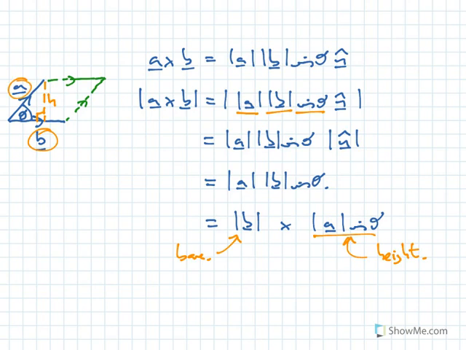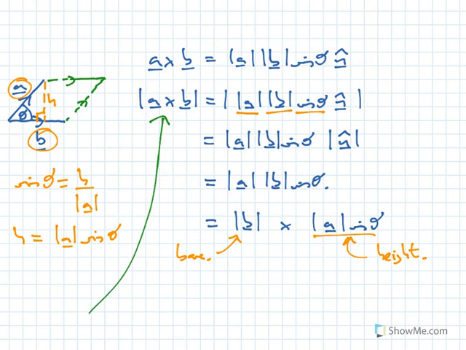And so that must mean that sine of theta is equal to the opposite, which is the height, over the magnitude of the hypotenuse, which is A. So in other words, H is A sine theta. And that's what I hoped it was. So this here, this A cross B in magnitude, gives you the area of the parallelogram.